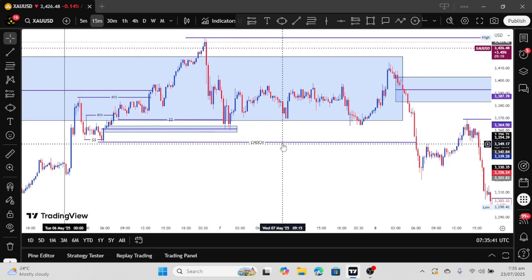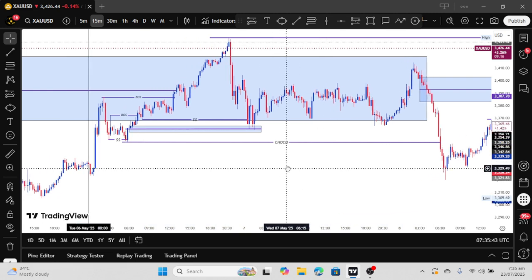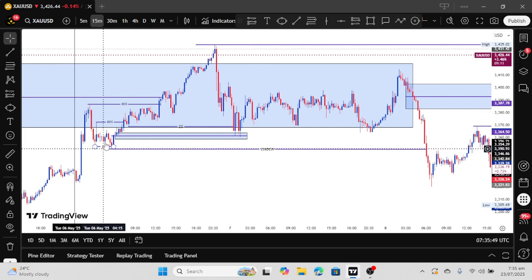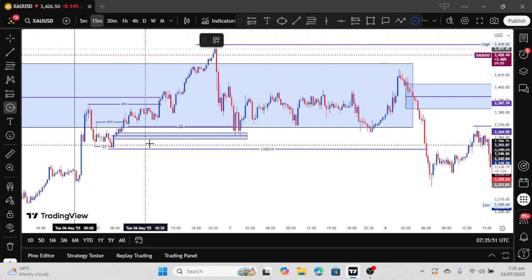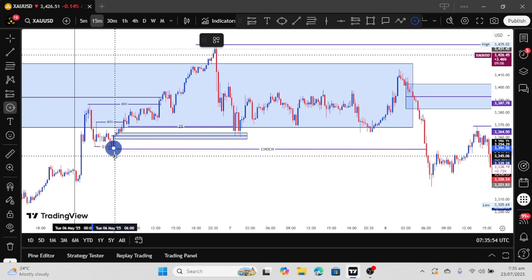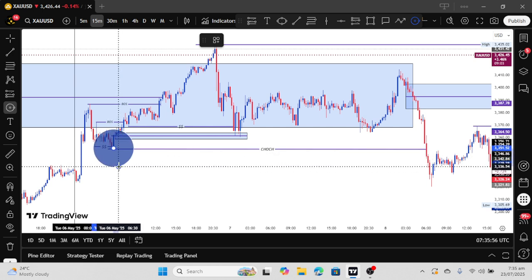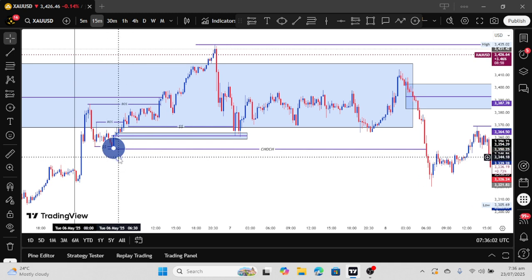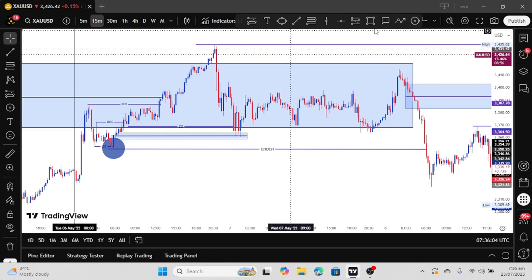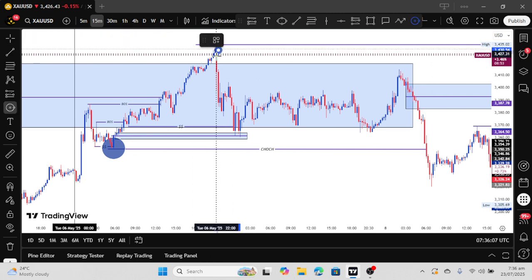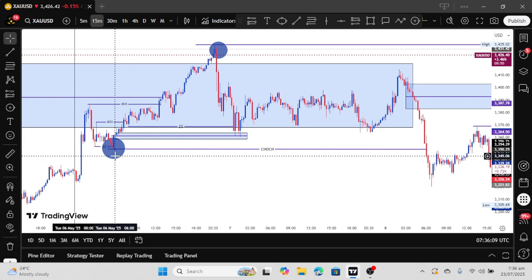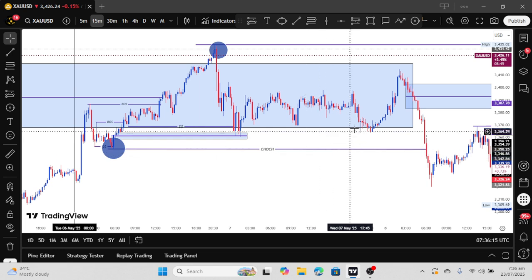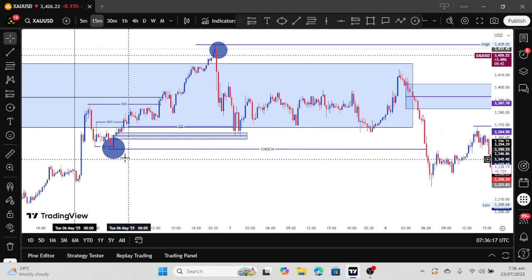I have this change of character, you can see, which I wrote here. That's the change of character I have. Let me show you something here. You can see this particular low, which I'm circling with an ellipse now. This low is the low that led to this high up here. Once this low is taken out, that's an automatic change of character, or market structure shift.